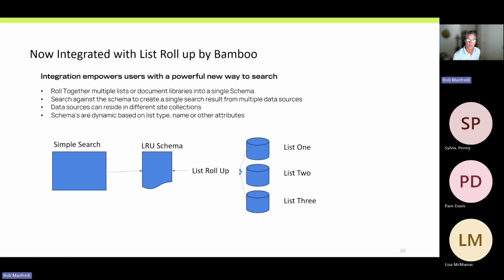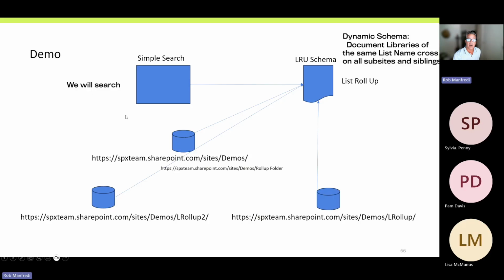Okay, so the way that would work, right, is simple list search sits here. And then instead of pointing it to a single list, you actually roll those lists together into a schema and point simple search at that schema. Pretty nice, easy to do. That schema can actually be dynamic. It can be across different sites and really just make this search super powerful for your users out there.